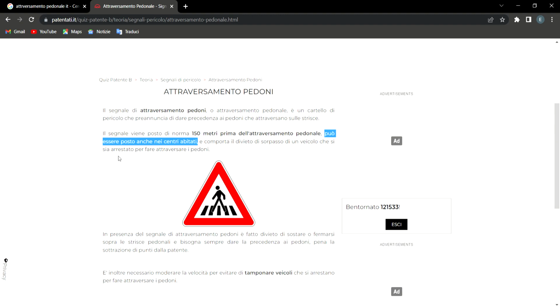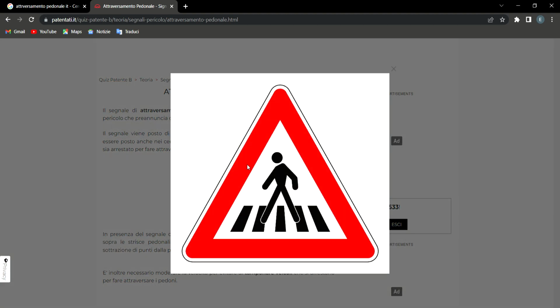Whenever you come across the term centri abitati, it is a city where people live. And it says, è comporta il divieto di sorpasso di un veicolo che sia arrestato per fare attraversare il pedone. It's simply saying that this very sign forbids overtaking a car or a vehicle that is waiting for a leg to transit.